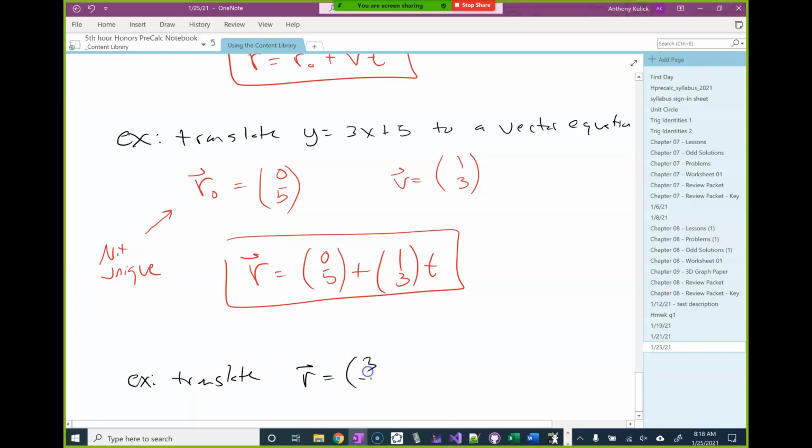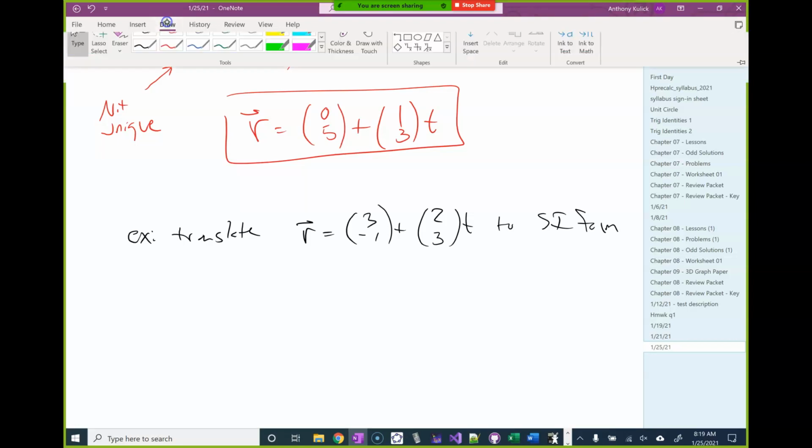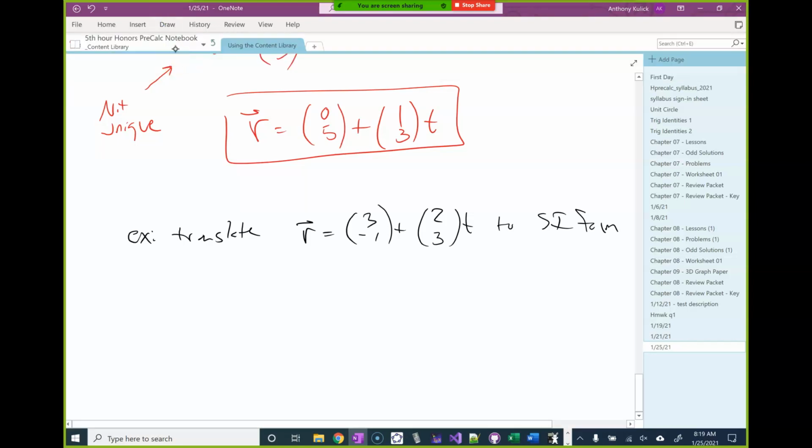So let's take the vector equation of a line. R is equal to 3, -1 plus 2, 3t, and write that in slope-intercept form. So to write the equation for a line, if we go all the way back to algebra 1 or even pre-algebra, there are two sets of information that we could use to write the equation of a line, right? I either need 2 points or I need the slope and a point. Everybody agree with that? You remember doing that like a million trillion years ago?